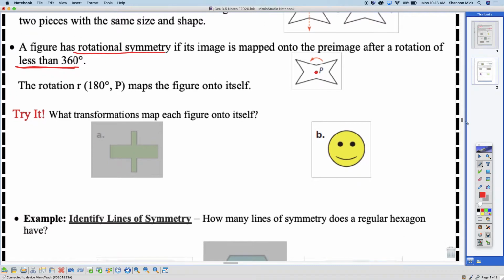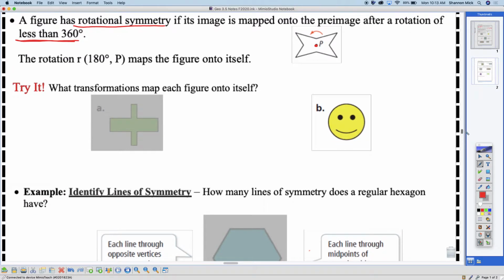Okay, so what transformation maps each of the figures to itself? Now, hopefully you don't have this box around yours, but evidently I do. Okay, so we're going to talk reflectional first. Is there reflectional symmetry here? Yes. Okay, so I would write reflectional over. What kind? Do they have vertical, horizontal, diagonal? Both. Yeah, vertical and horizontal, right?